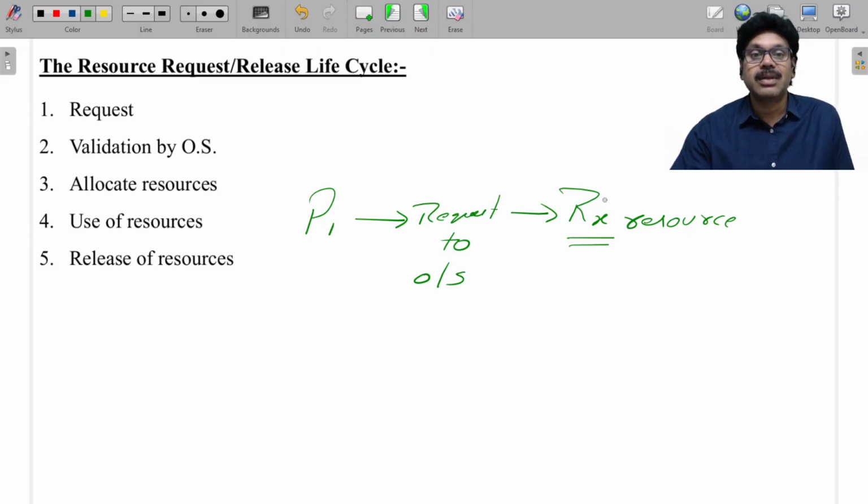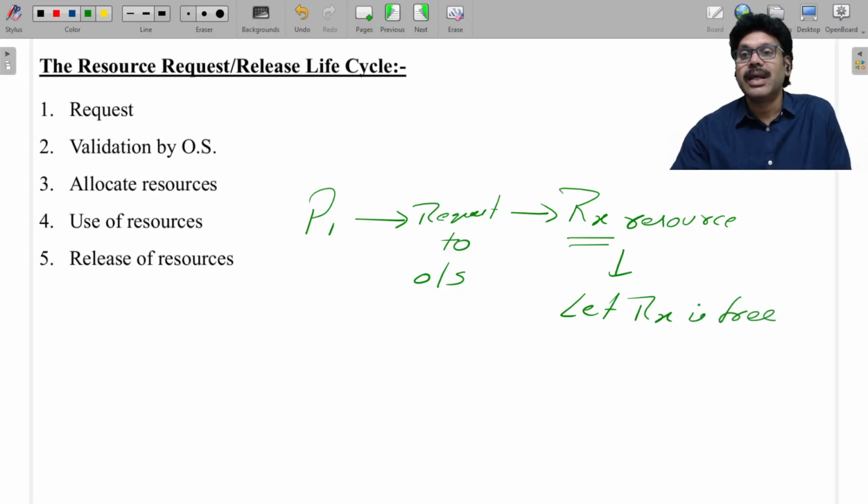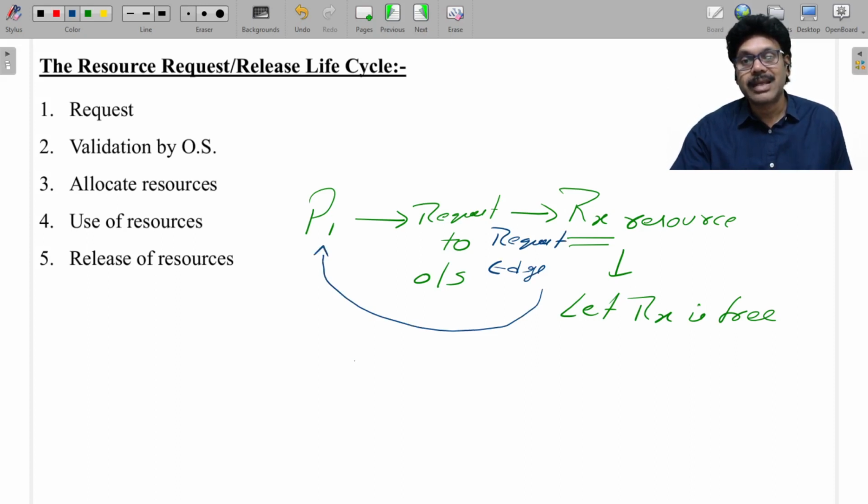If it is available, for example, let us say Rx is free and not assigned to anybody else, then this is your request edge. Then this request edge automatically becomes an assigned edge.